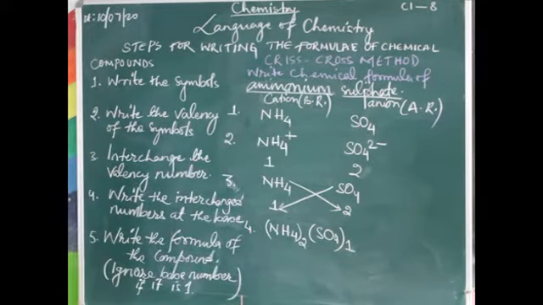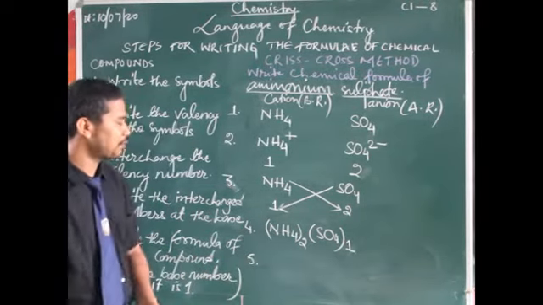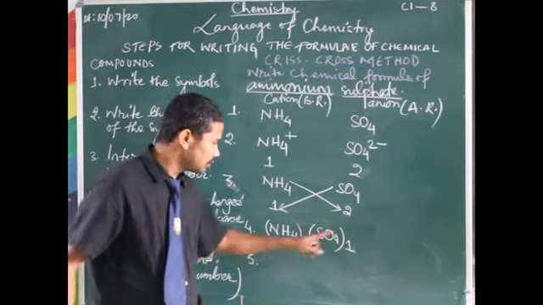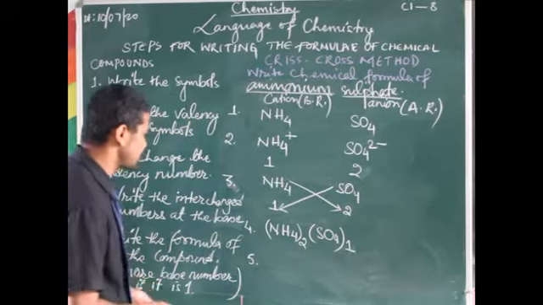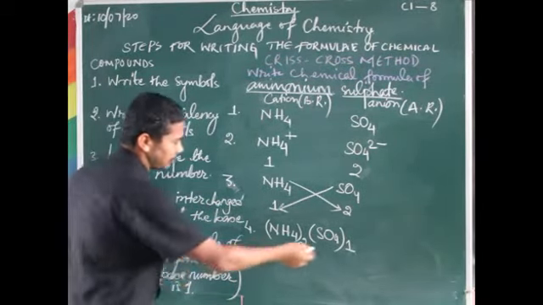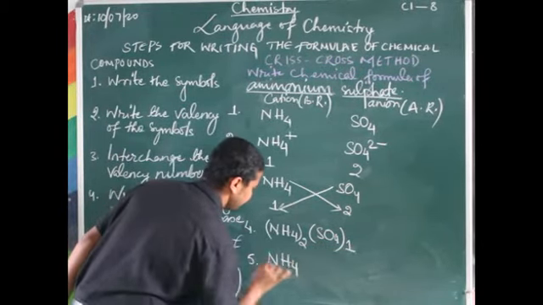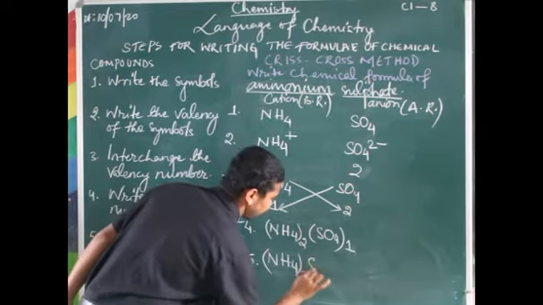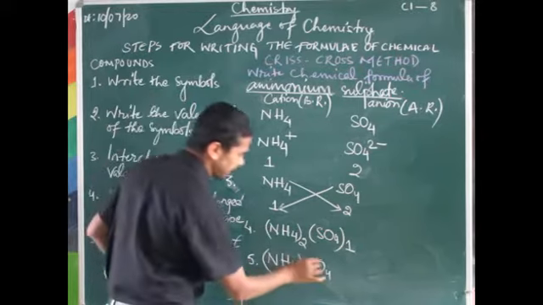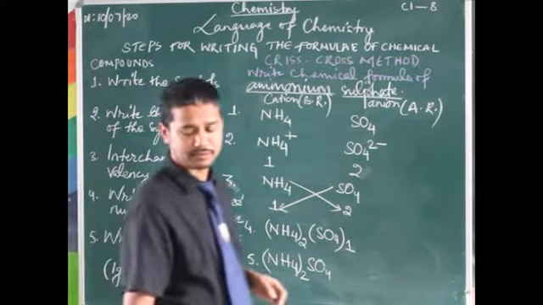Step number 4. Then step number 5: if you can reduce, then you have to, but it cannot be reduced. So write the formula of the compound ignoring this 1. That means it becomes (NH4) whole twice SO4. If you ignore 1, then the SO4 will come out of the bracket. So this is the formula for ammonium sulphate.